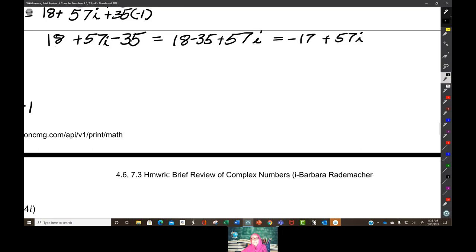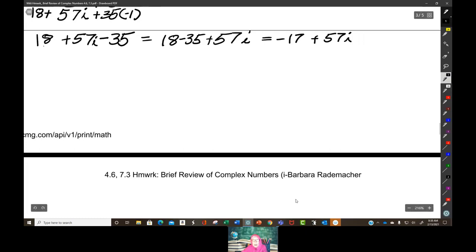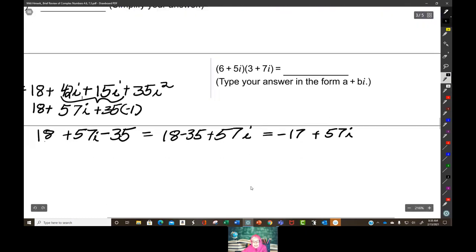Okay. a plus bi form. Okay, I didn't see that in the directions. Well, but it is the way it is. It does say that, but that would be the answer anyway. You always put the real part first. The part without an i comes first, and the part with an i comes second. Okay, thank you.